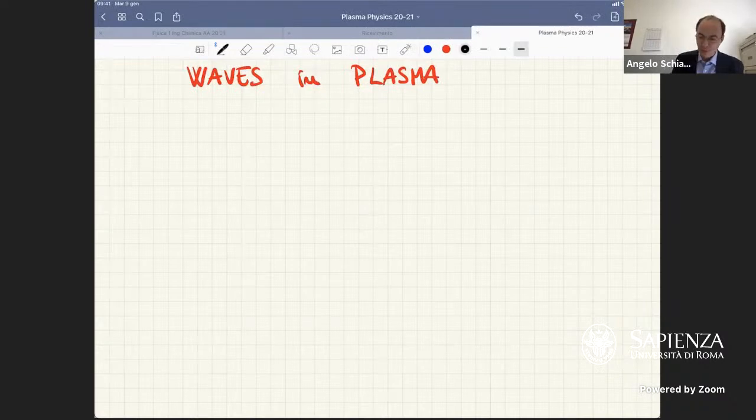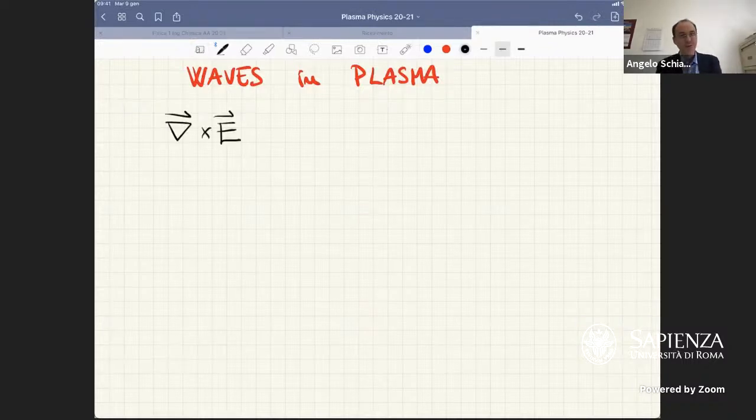Okay, so we need dynamical equations, and players. In a plasma, we start with one equation that you've seen, which is Faraday's law. The curl of E is our first equation. Curl of E is minus the time derivative of B. This is called Faraday's law.